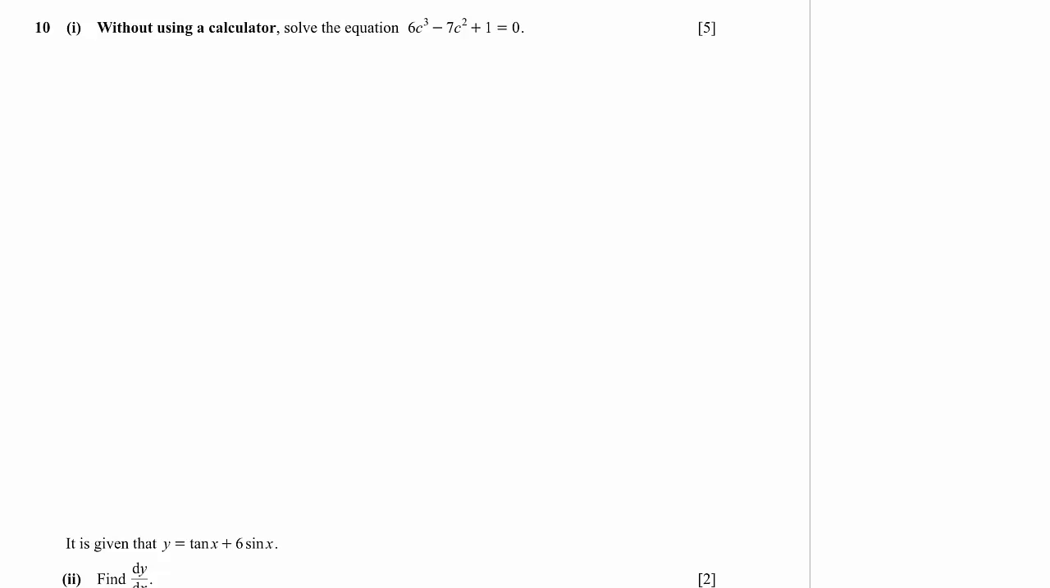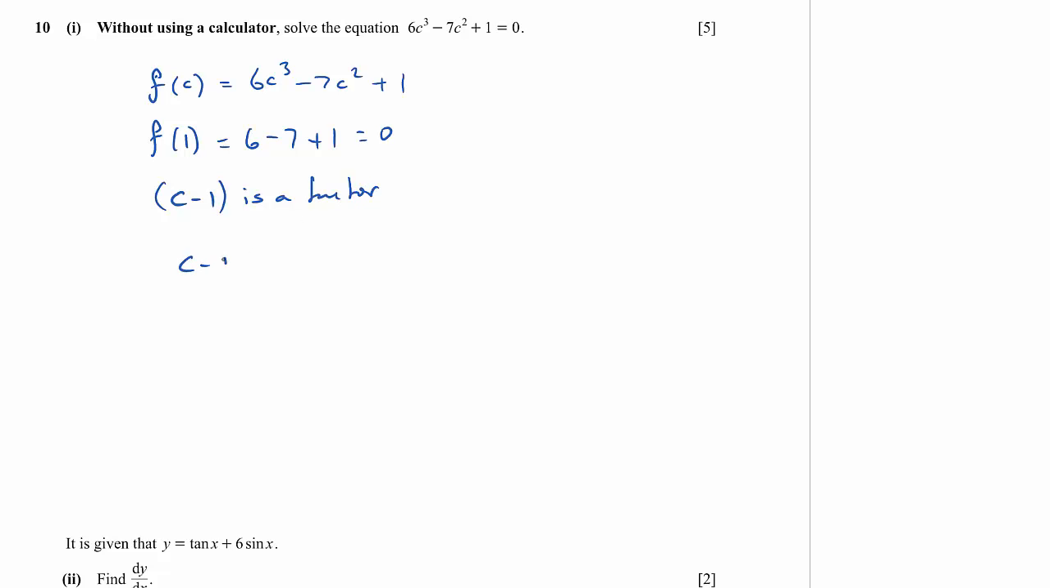So without using a calculator, we want to solve this cubic equation. Solving a cubic equation, we really will need to get one factor to start with, and we can use the factor theorem for that. So I'm going to say f of c is 6c cubed minus 7c squared plus 1. And actually this one's really easy, because f of 1 is going to be 6 take away 7 plus 1, which is 0, which tells me that c minus 1 is a factor.